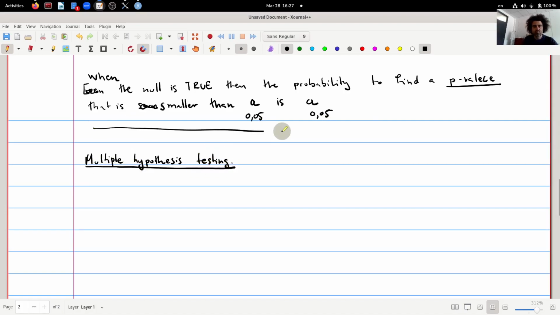Whatever we said before with 0.05 is okay if we do just a single test. However, when we have to do multiple tests, we have the following problem.